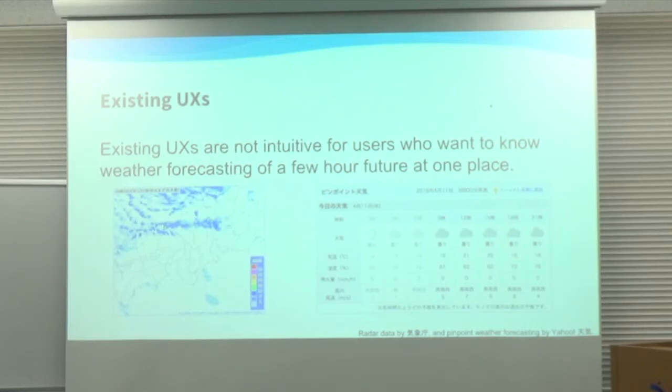People who want to know the weather forecast a few hours ahead at one place, like here, can get short-term predictions like the left one, but maybe people don't know where they are on the map, so it's not intuitive. Plus, the pinpoint weather forecast does not provide real-time information because it uses only numerical fluid simulation results, and therefore it is not updated. It is updated only every 3 hours or so.